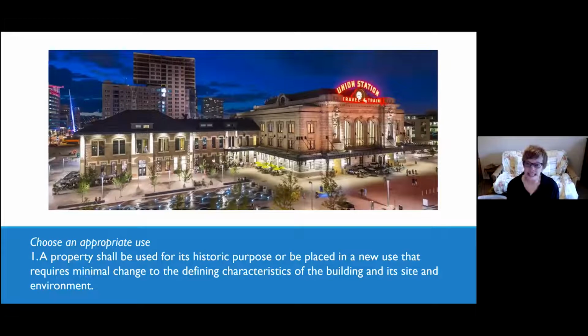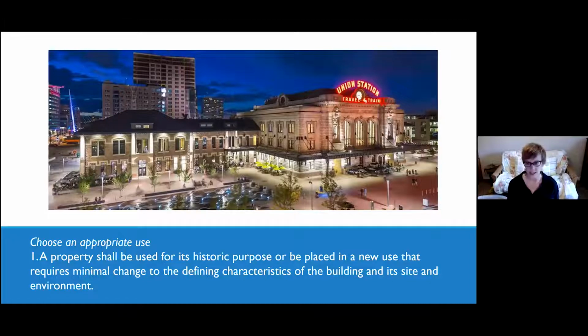As I said, there are 10 standards that provide overarching guidance for how we treat historic properties in the US. Number 1, basically choose an appropriate use. Standard number 1 says a property shall be used for its historic purpose or be placed in a new use that requires minimal change to the defining characteristics of the building and its site and environment. Union Station is a great example of that. It's a train station, which is still a train station, but also has added a lot of new uses, a new hotel and restaurant spaces as well. But the key features of Union Station have been retained.